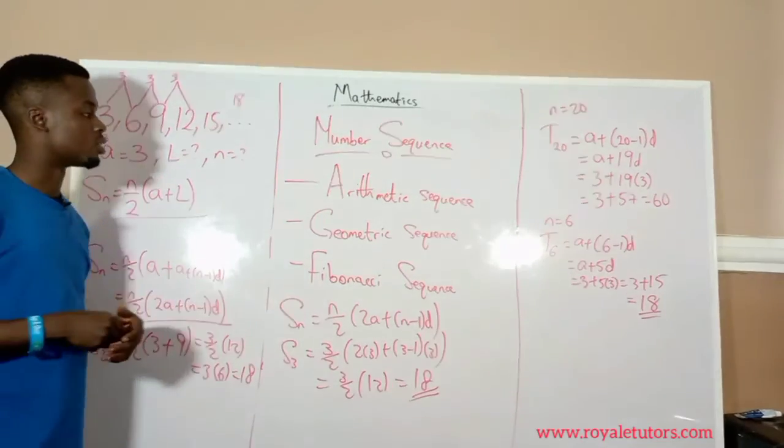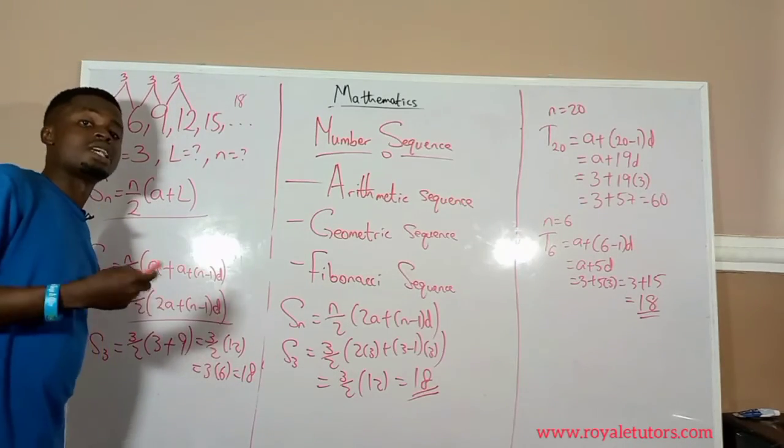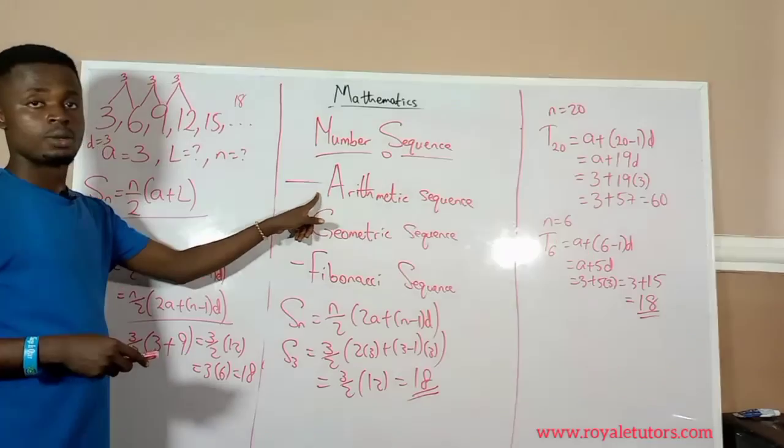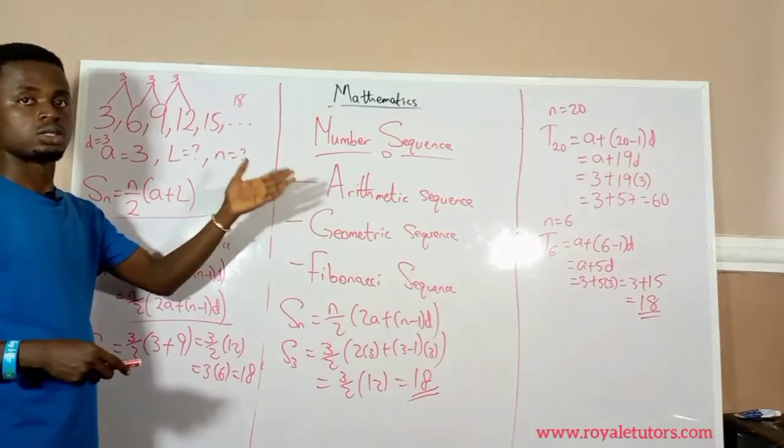So I believe you gained a lot today. We talked about the nth term, and the sum of the first n terms in arithmetic progression, or you call it arithmetic sequence. It can be called progression or sequence.